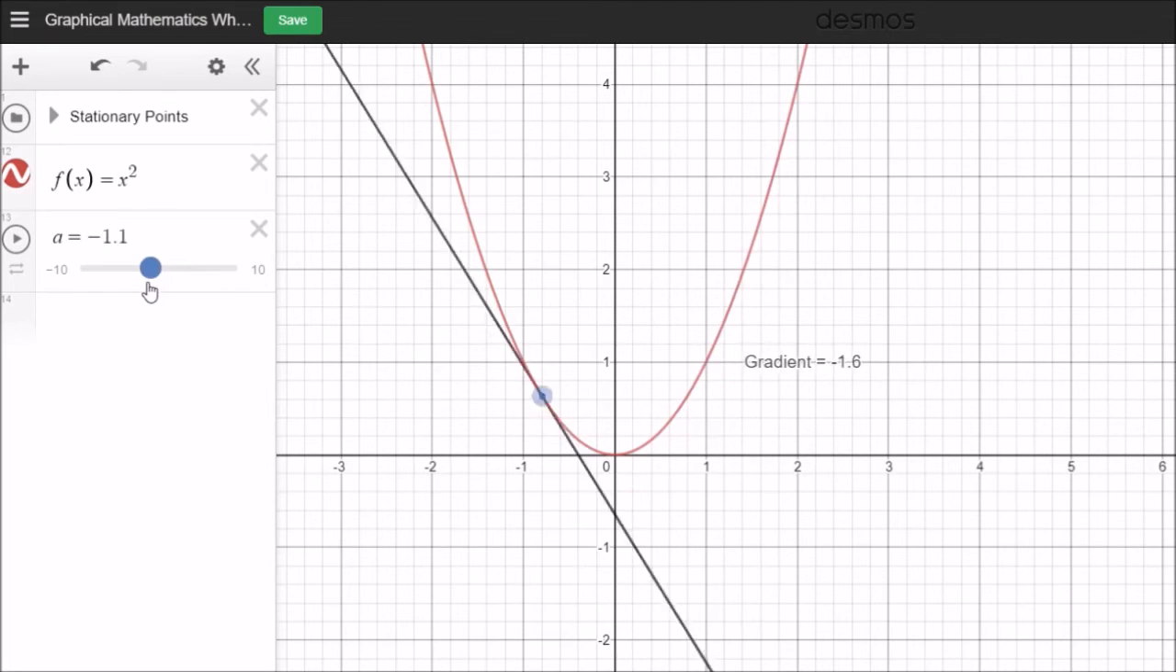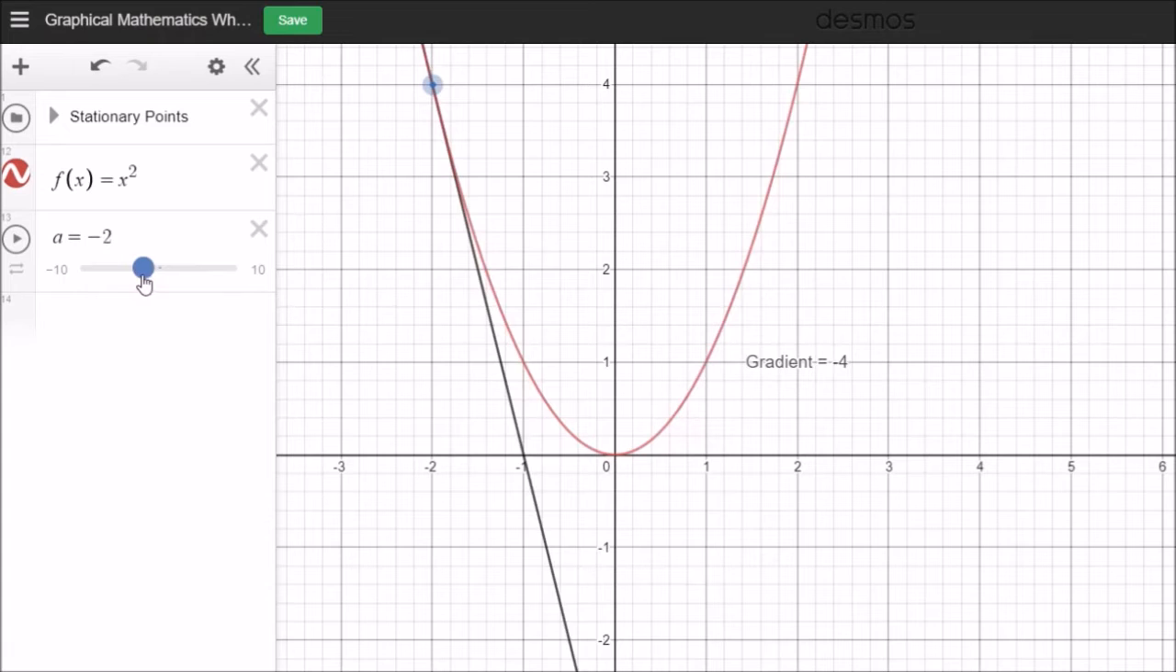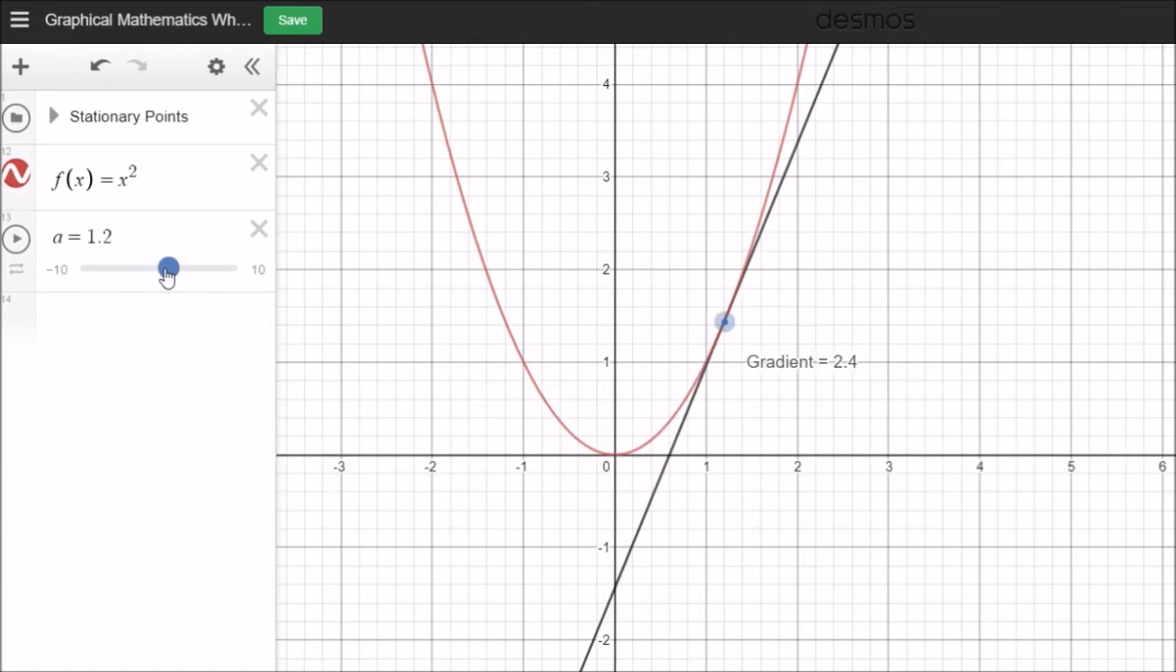So these are the three things we want to remember here. We have a decreasing function, we have a stationary point, and we have an increasing function. So let's go and we'll write that down mathematically.